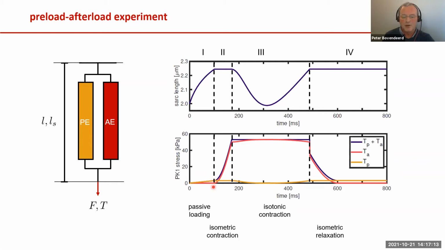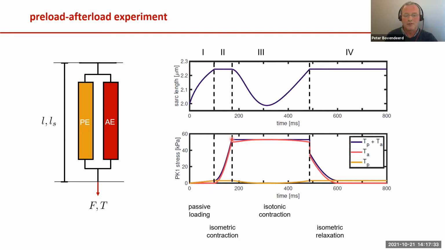And then at this point, we switch to an isometric mode. We keep sarcomere length or muscle length, these are equivalent, we keep them constant. We activate the muscle, and then this red tracing shows the increase of the active stress as a function of time. And of course, the total stress increases as well.